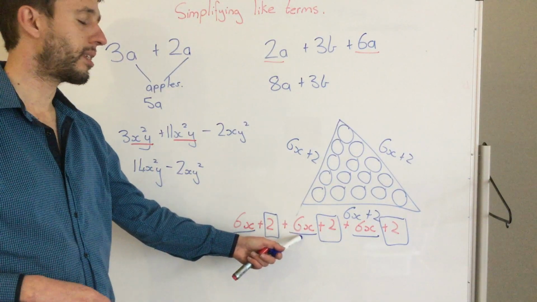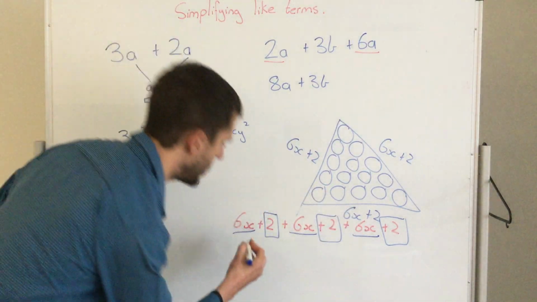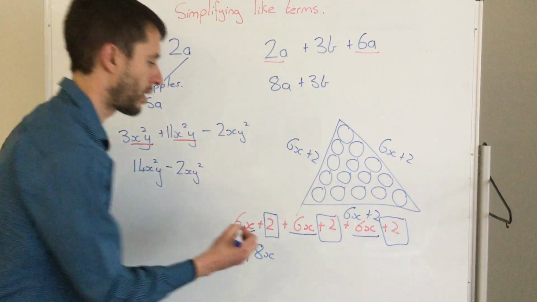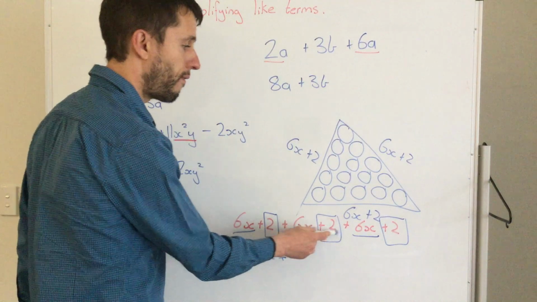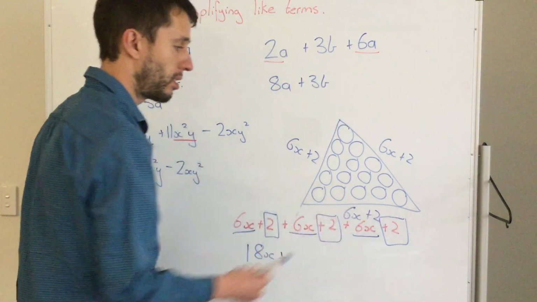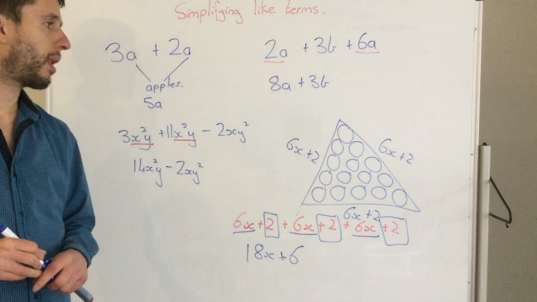So I will start off with my 6x. 6x plus 6x equals 12x. 12x plus 6x equals 18x. Then I'm going to look at how many 2's I've got. 2, 4, 6. So 2 plus 2 equals 4. 4 plus 2 equals 6. 18x plus 6.